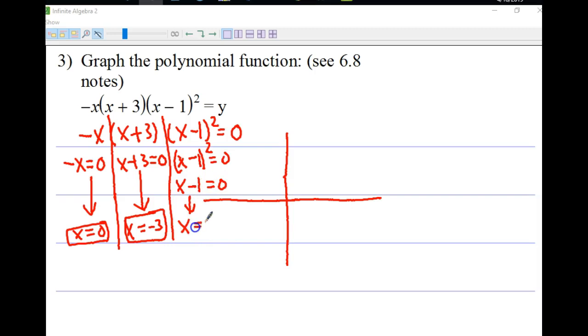So I've got 3 places where this polynomial function touches the x-axis. It touches the x-axis at 0, -3, and also at 1. Okay, so that's one thing that we want to be aware of. Now we get to figure out the end behavior. Okay, so let's jump to a new screen here for that. Negative x, I got to remember it first.